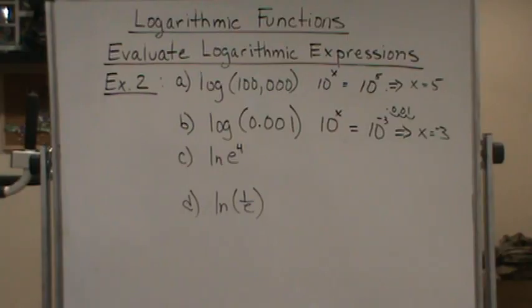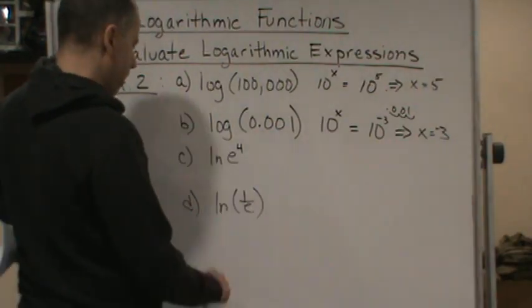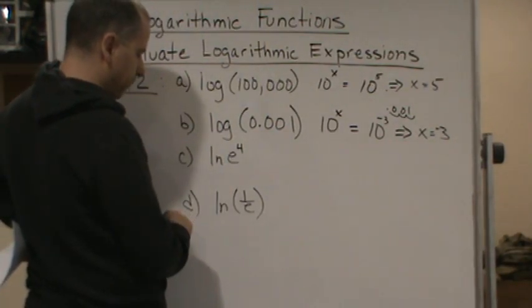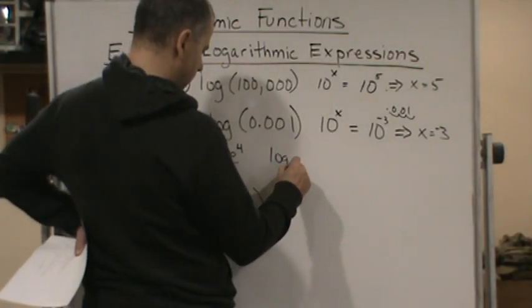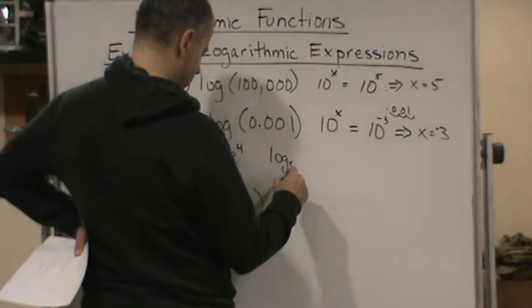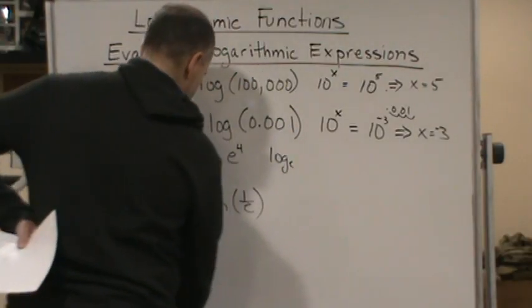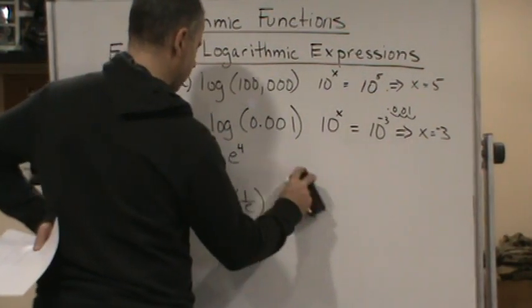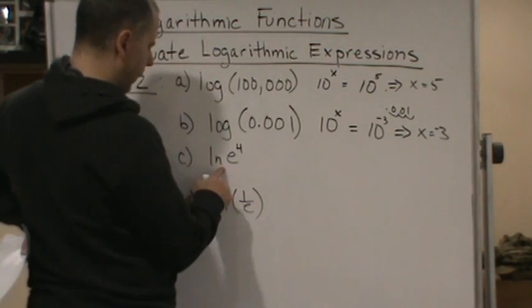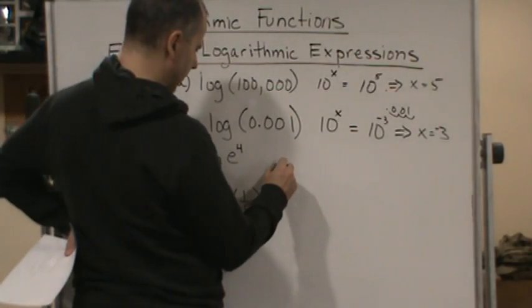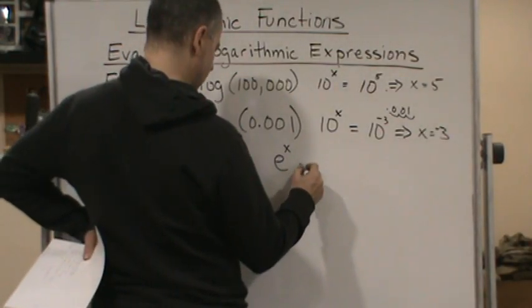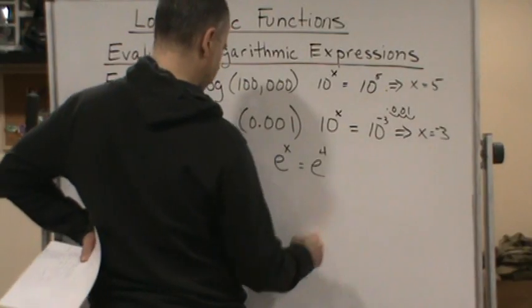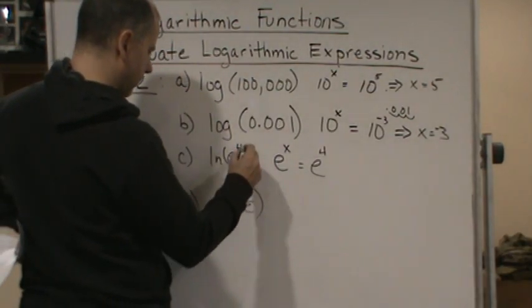Now, we're going to do the same thing with the natural logs, but we're just saying, hey, this is log base e. So I could say, well, what do I have to raise e to? If I have e raised to what power is going to give me e to the 4th? Because that's what I have.